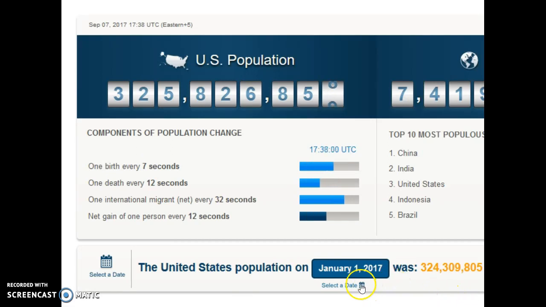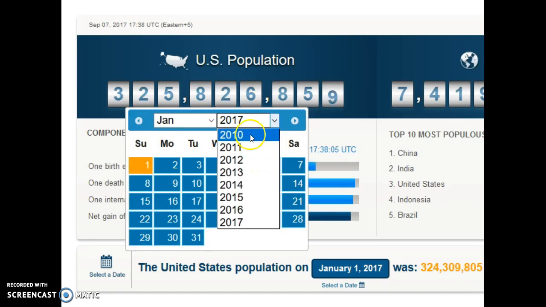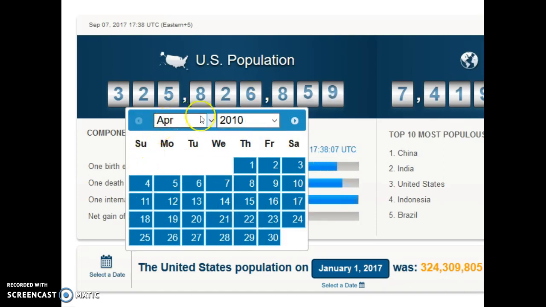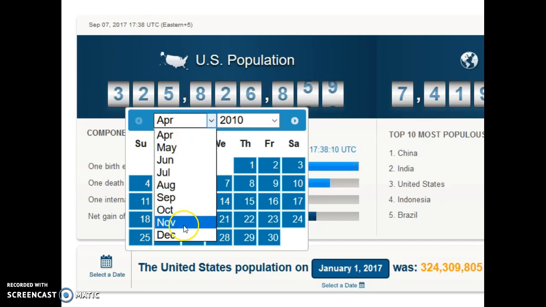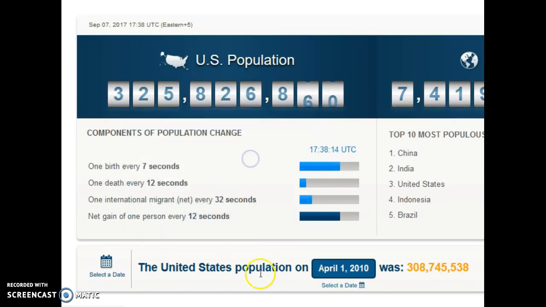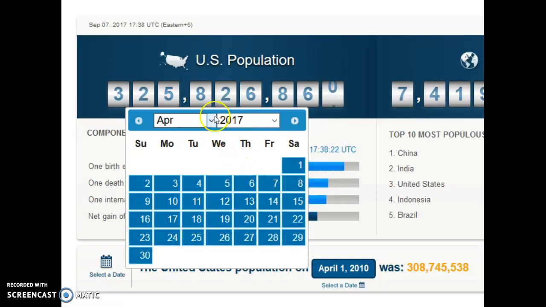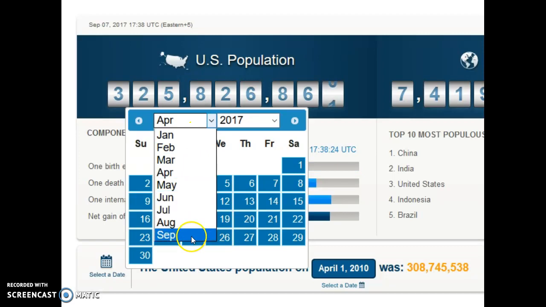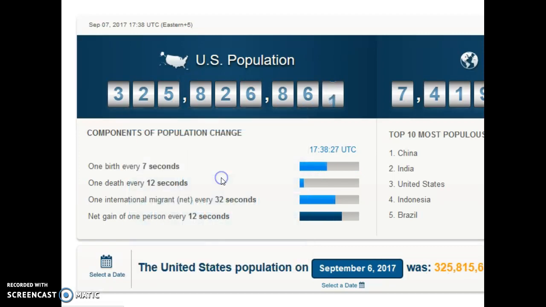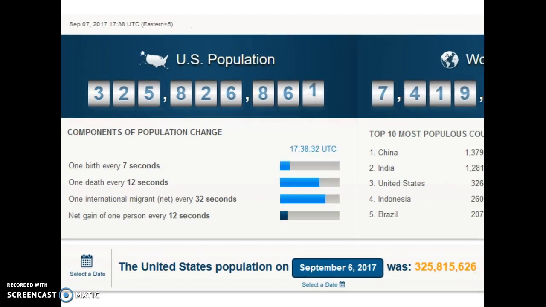324,309,000. What was it back in... they're only going back to 2010. Back in 2010, if we go to January, or let's just do April 1st, 2010, we're at 308,000. Okay, so the key is looking at how fast our population is growing, but more importantly, where they're at and where they're going to go. Okay, so here's our U.S. population September 6, 2017, 325 million.